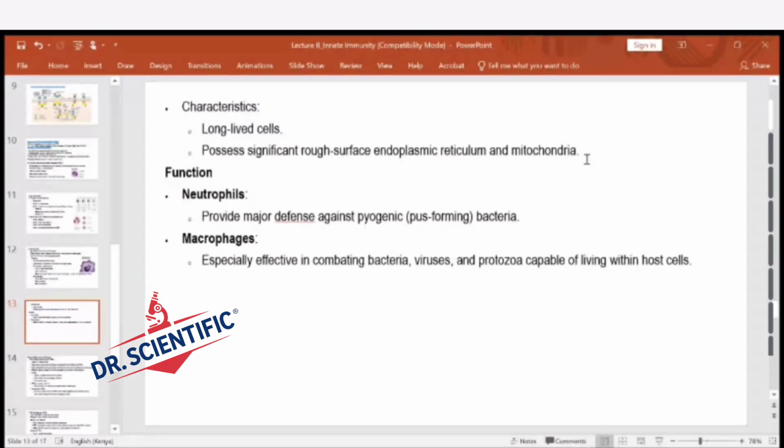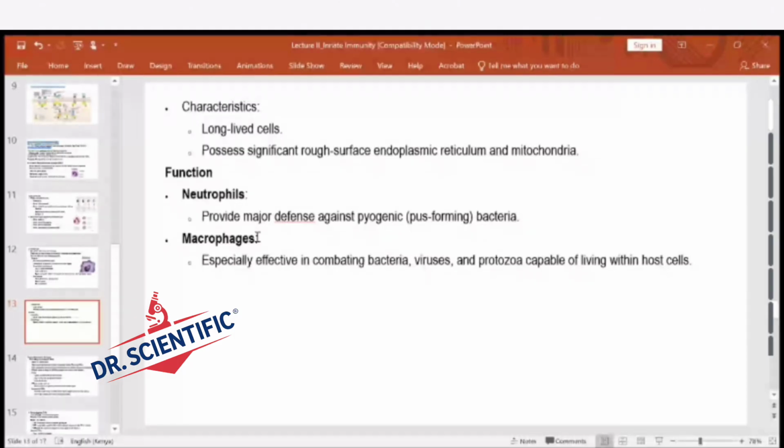They are the true phagocytic cells. I know the process of phagocytosis, maybe we'll discuss it in this class, but I'm sure you've also encountered it before. The main function of neutrophils is defense against bacteria, but the kind of bacteria we refer to as pyogenic, or bacteria that form pus.